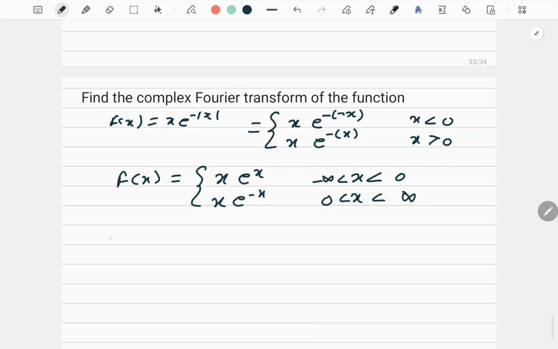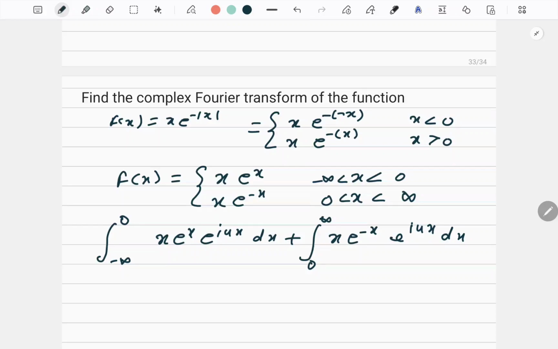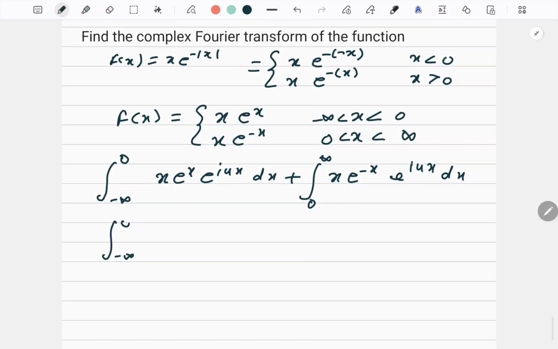Now, what is the formula? Integral minus infinity to 0 f(x), so minus infinity to 0 is x e to the power x e to the power iux dx, plus 0 to infinity, x e to the power minus x e to the power iux dx. Right? So now integral minus infinity to infinity x e to the power x (1 plus iu) dx plus, here integral x e to the power minus x, I will take common, otherwise limit will trouble me. So (1 minus iu).